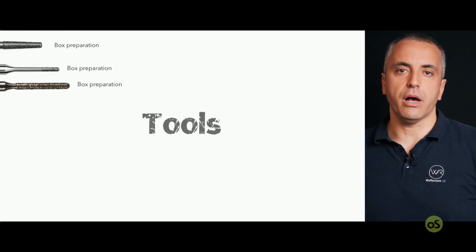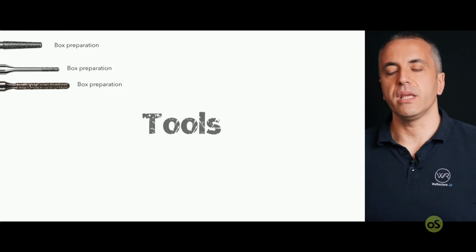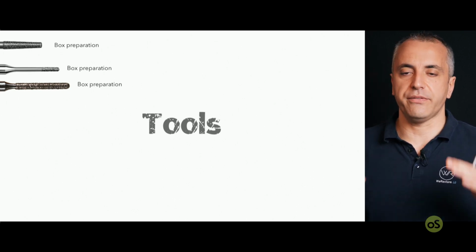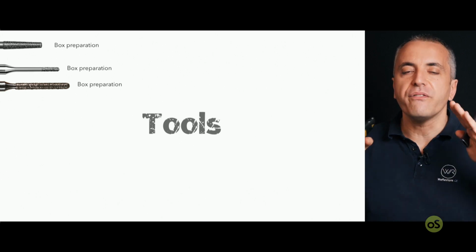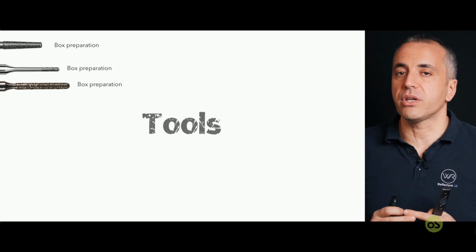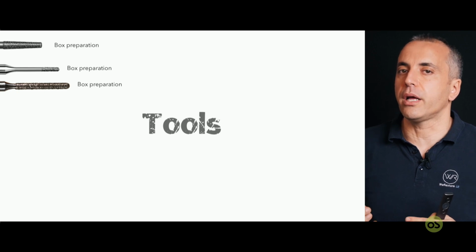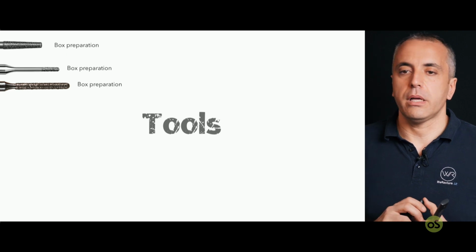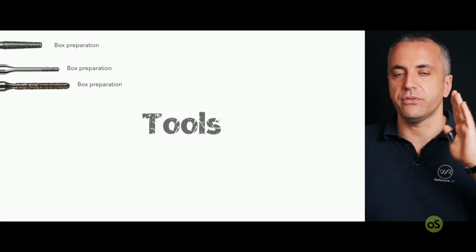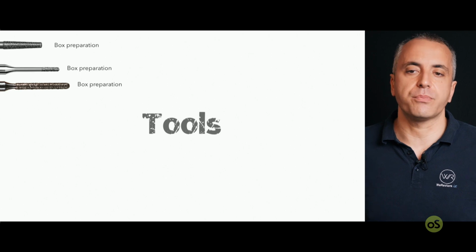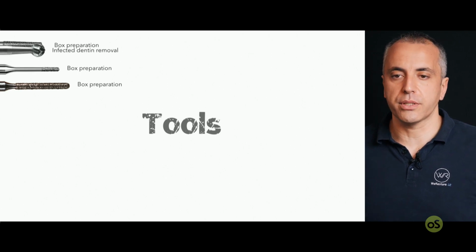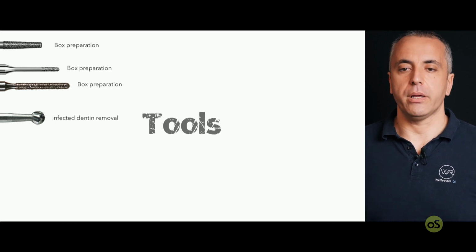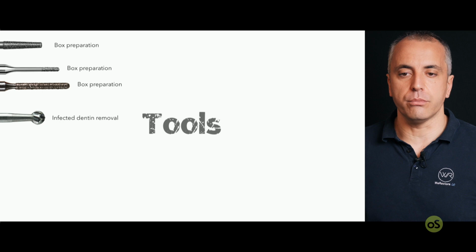So box preparation of the premolar is made with this tapered burr. We don't have to use convergent walls because we are not relying on mechanical retention, but we rely on adhesive retention. And so we can also have divergent walls. Then box preparation can also be done with these burrs. Then what about infected dentin? We will use a low-speed carbide round burr.